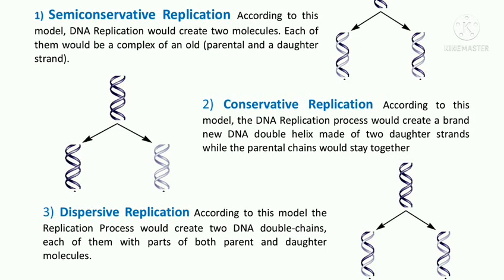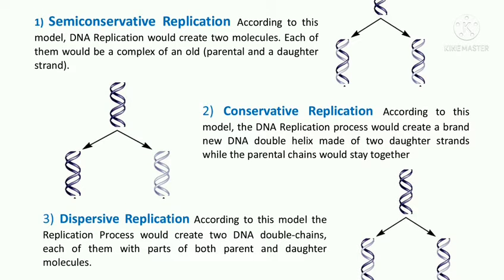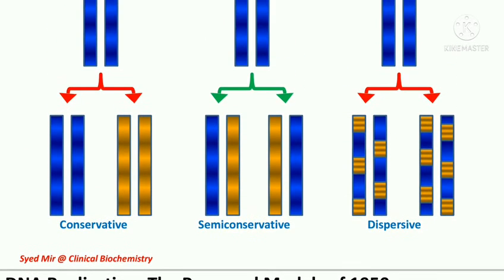The conservative model of replication says that the DNA replication process would create a brand new double helix made of two daughter strands while the parental chains would stay together. Here the parental strands remain completely conserved, and two new daughter strands are being made.